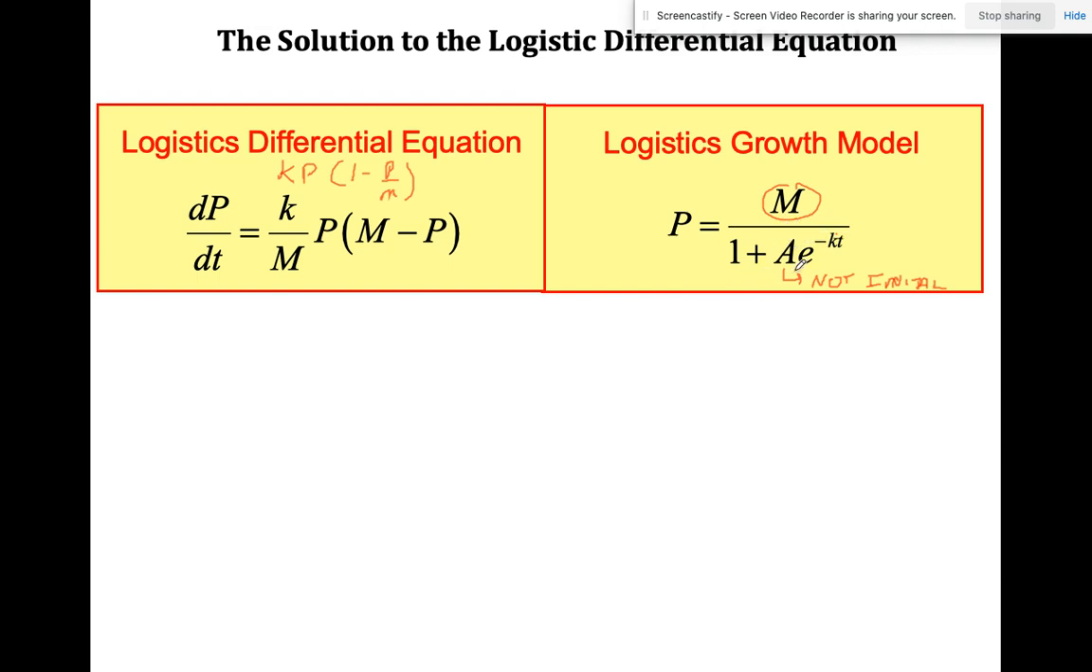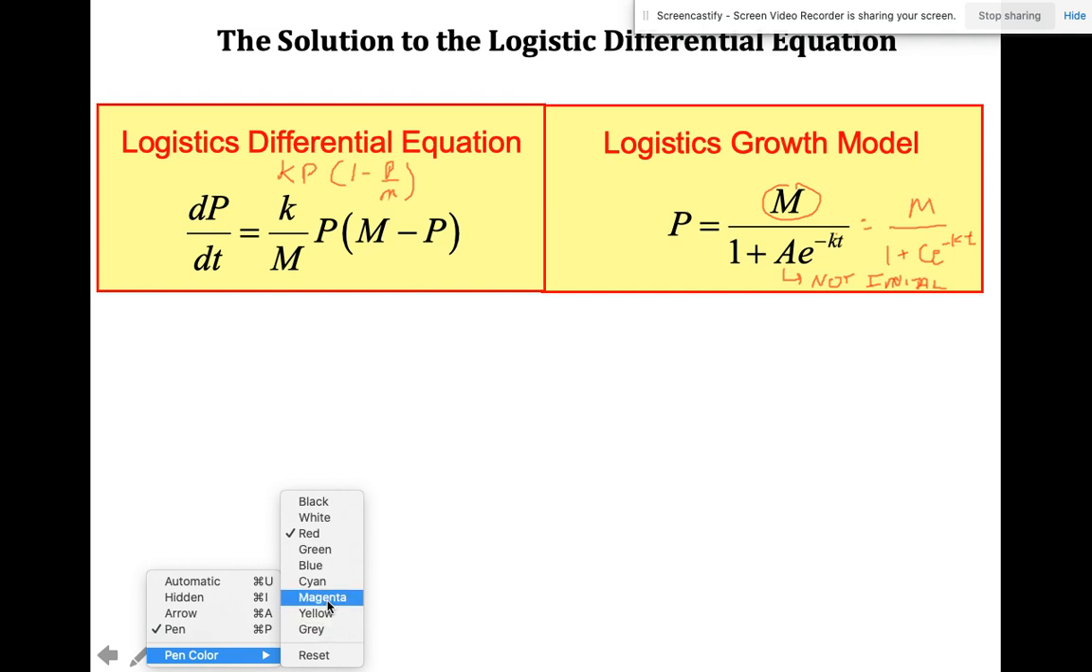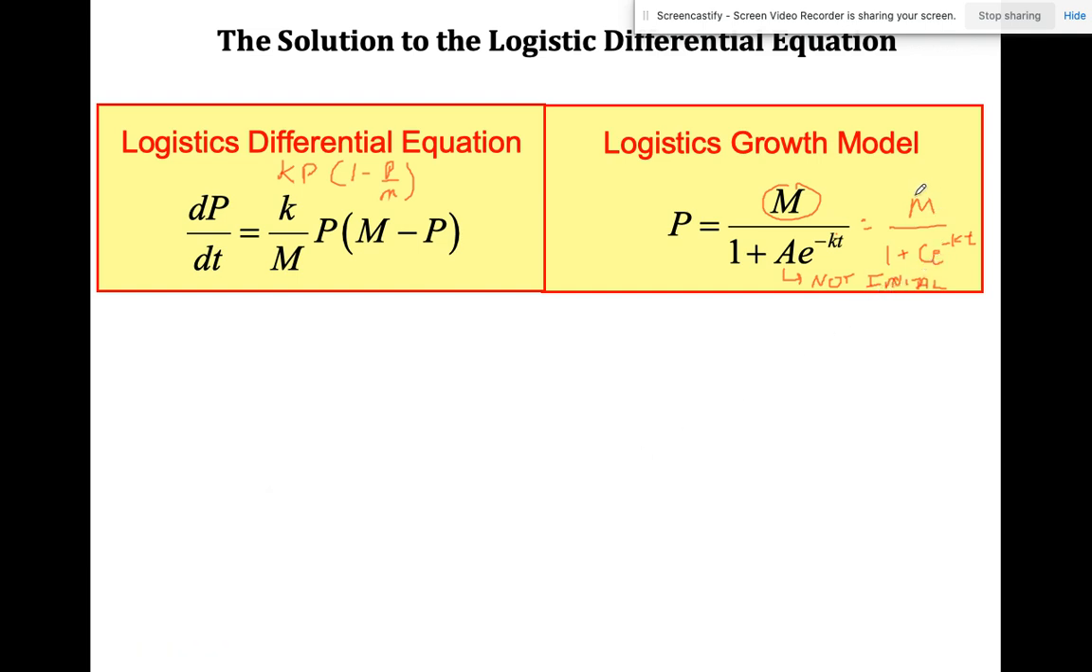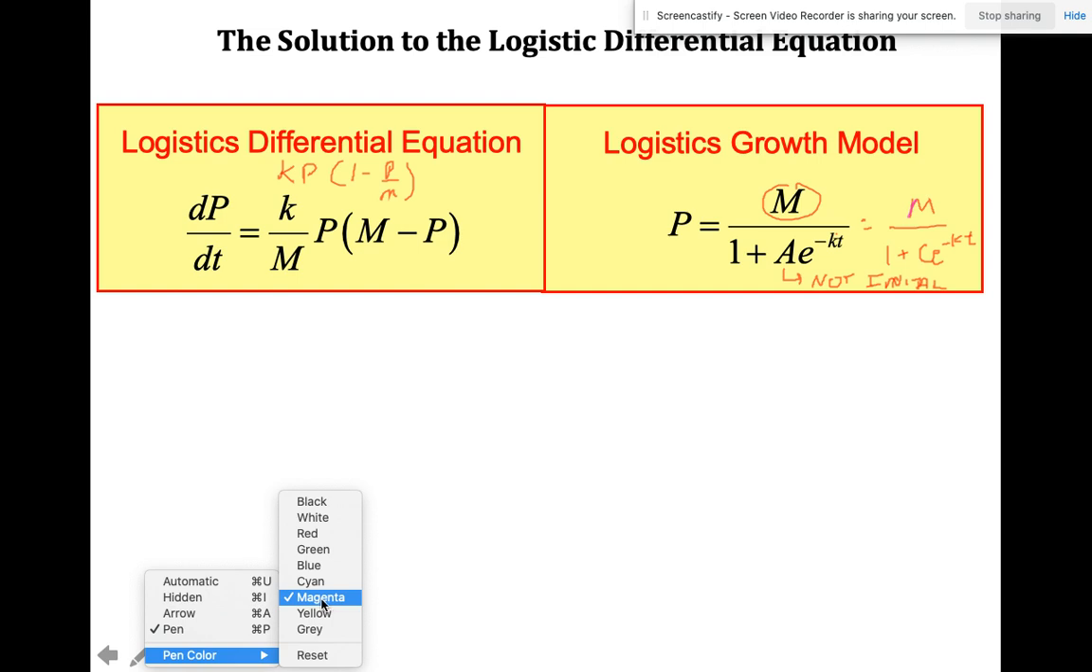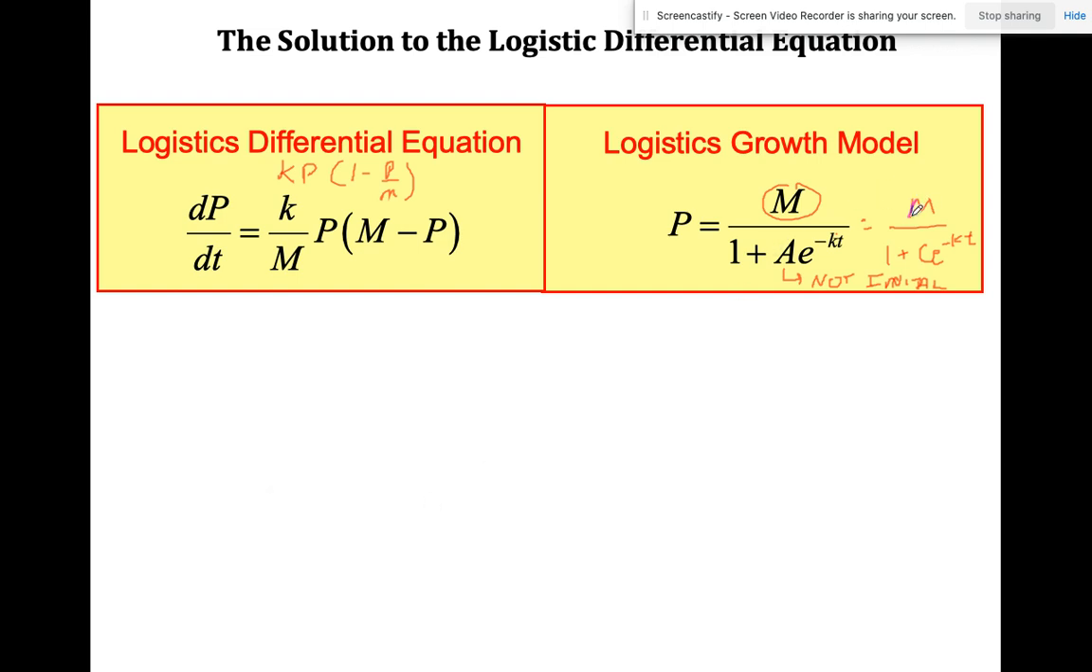Some people still call this C, so I have seen this written in some books as M over 1 plus C e to the negative kt, as long as you understand that that C is not the initial condition. This kind of looks like mice. Do you see it? M-I-C-E. Again, more important to me is that you understand that that C value, or that A value, whatever you call it, is not an initial condition like it is for y equals y-naught e to the kt.